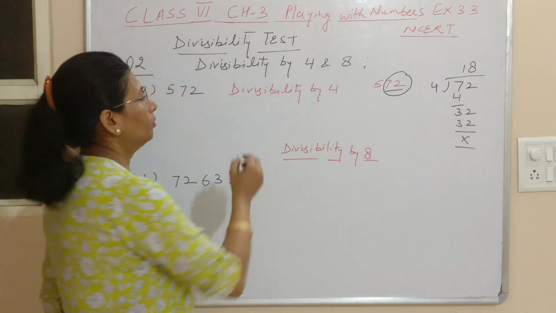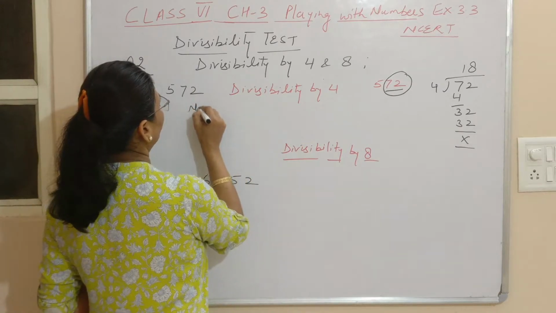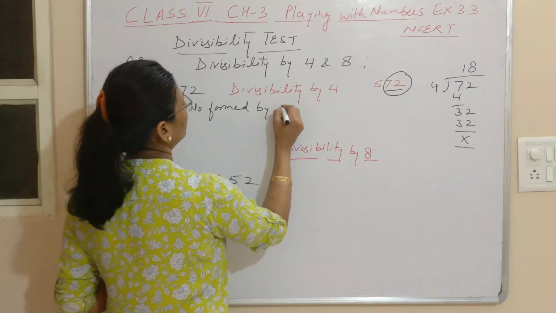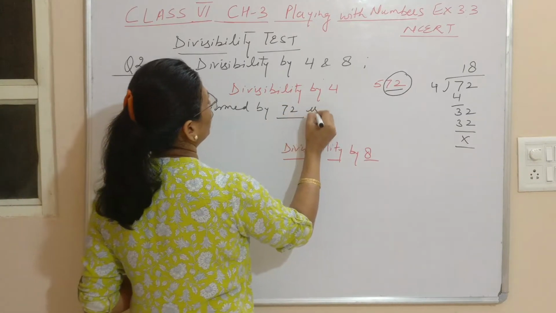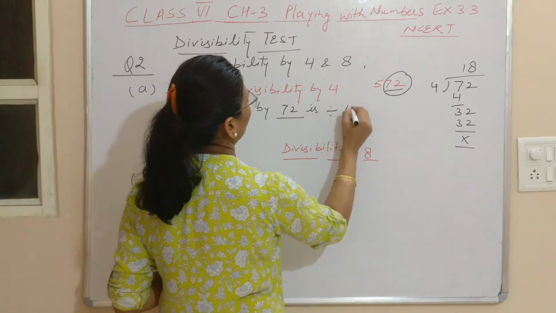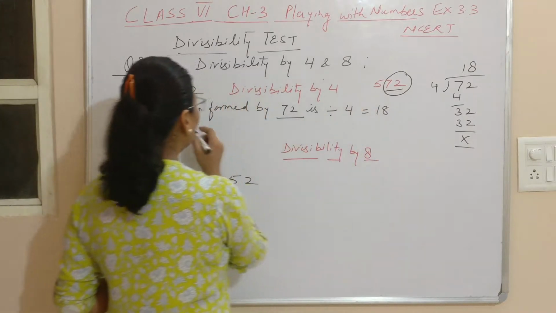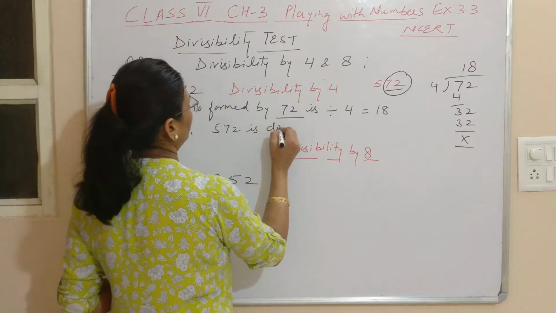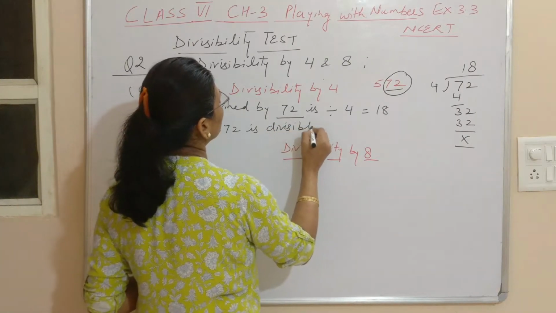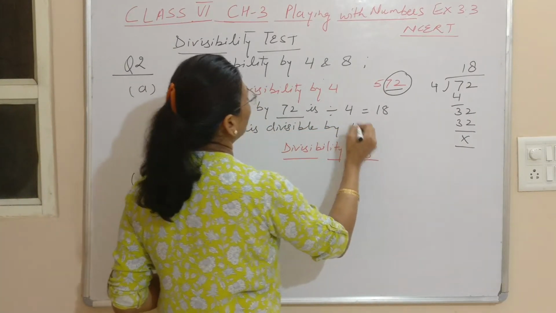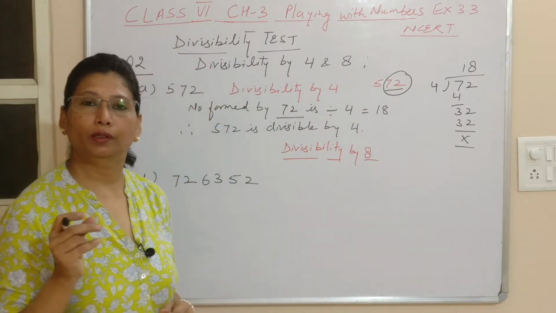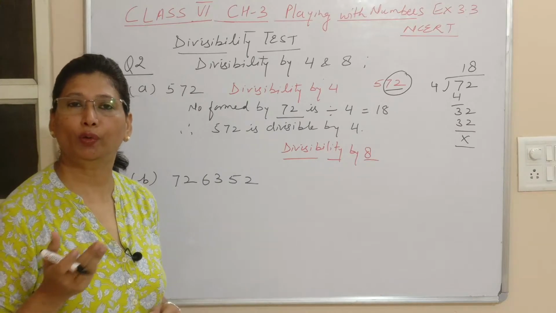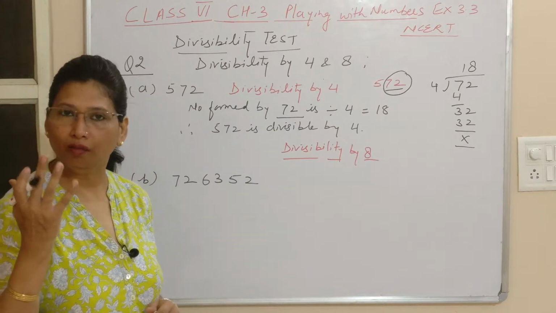Clear? So the number formed by the last two places, that is 72, is divisible by 4, which gives 18. Therefore 572 is divisible by 4. You must be thinking this is so simple and we could have divided it easily, but this test is more beneficial when we are dealing with a larger number. We don't need to divide the complete number by 4.